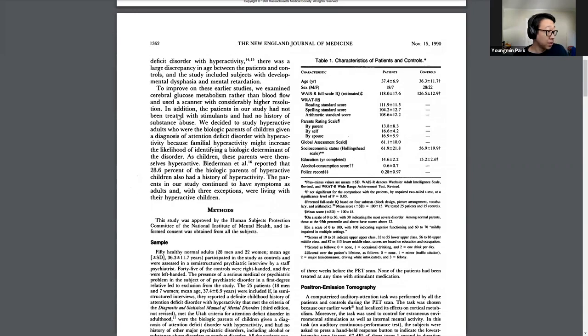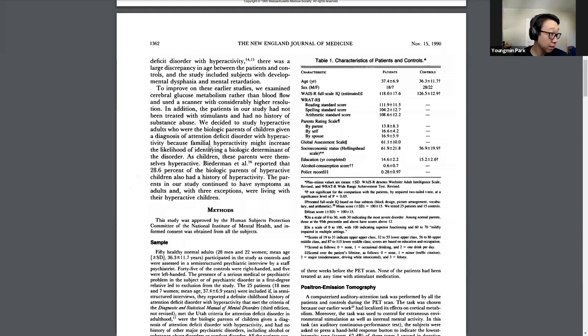And then they also, in the methods in the sample, we'll go into this in more detail, but they also mention that they're careful to eliminate as many confounds as possible. "In addition, the patients in our study had not been treated with stimulants and had no history of substance abuse. We decided to study hyperactive adults who were the biologic parents of children given a diagnosis of attention deficit disorder with hyperactivity."